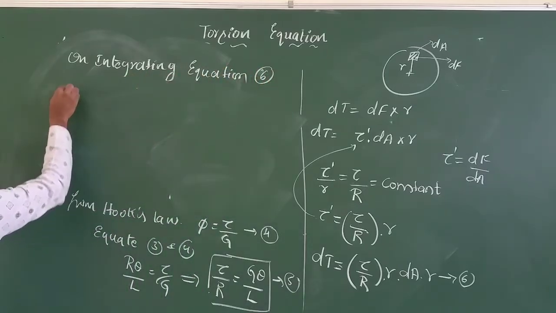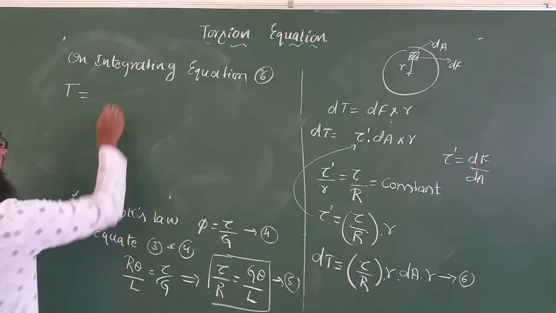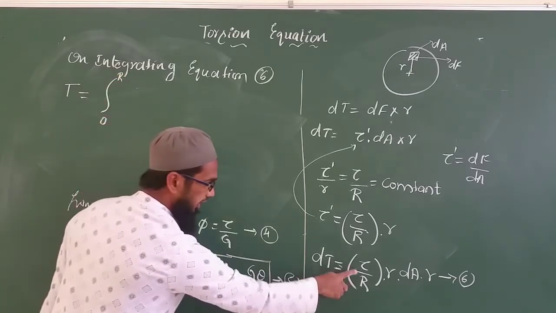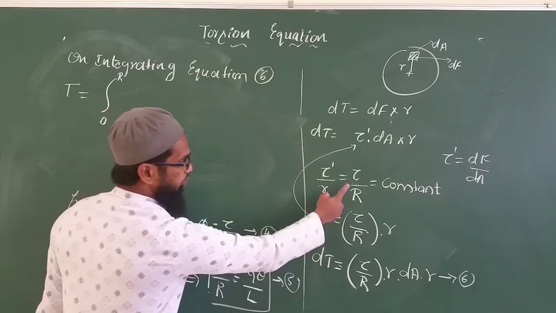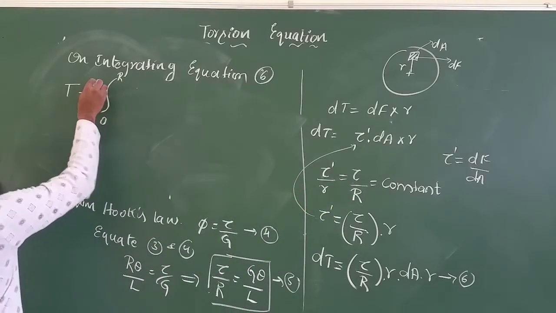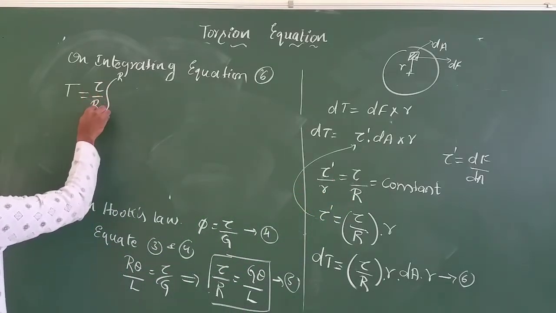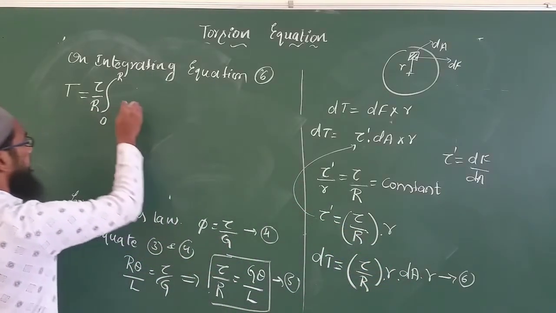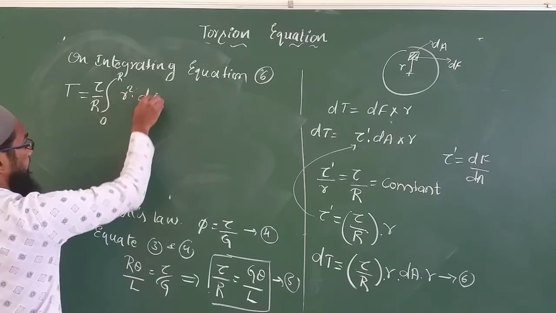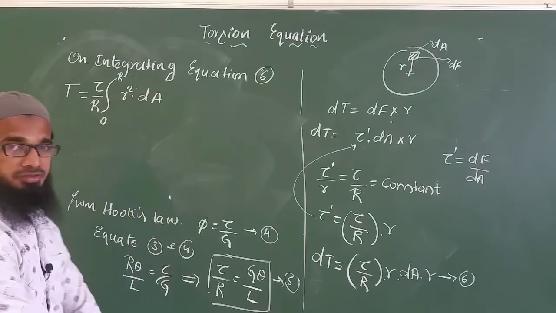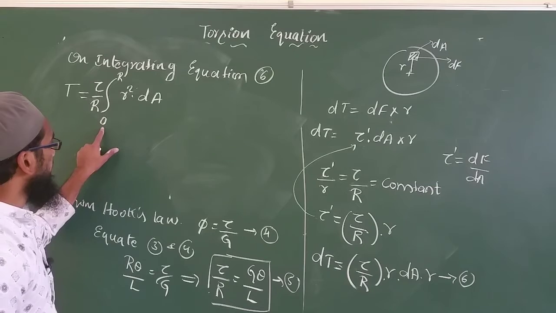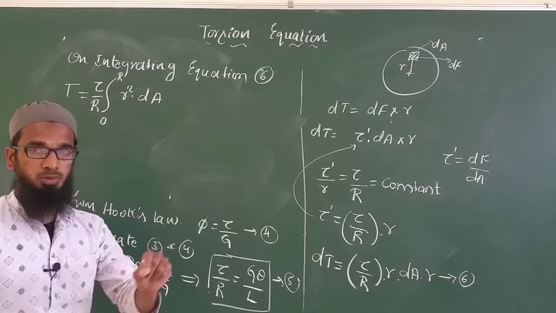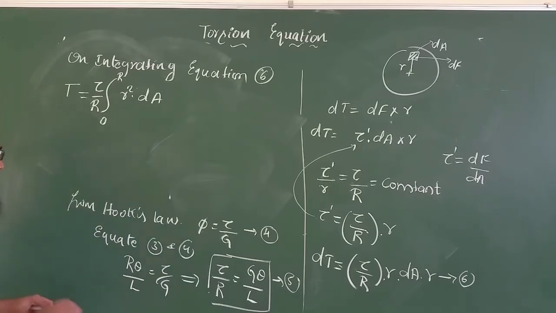The left hand side directly is T here. The right hand side I will integrate from 0 to r. Since tau by r is a constant, I will take it outside the integral. The remaining terms are r square and dA. Now this integral from 0 to r of r square dA is nothing but our polar moment of inertia for a given member.